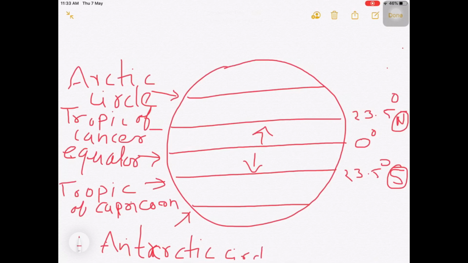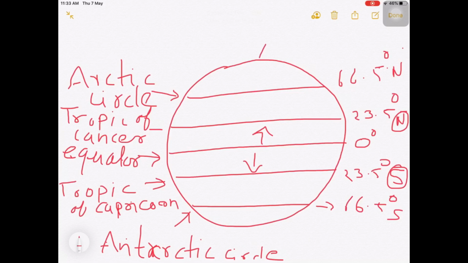Here also we need to write their exact degree. For the Arctic Circle I will write 66 and a half degree north, because it is above the equator. For this line, the Antarctic Circle, I will write 66 and a half degree south, because it is below the equator.